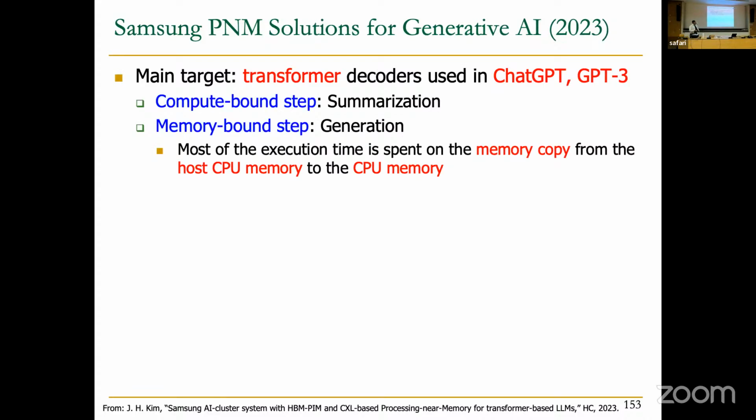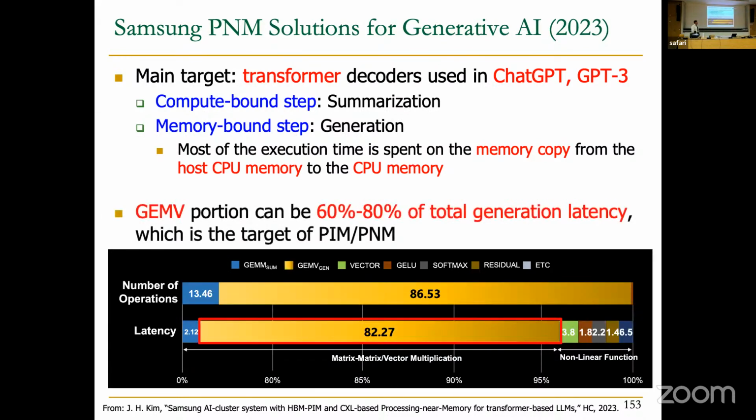If you look at ChatGPT or GPT-3 and you try to profile that application, you're going to see that there are two main steps, summarization and generation. Summarization is mostly compute bound, so it can be accelerated by GPUs, for example. And generation is mostly memory bound, because most of the time is spent moving the data from the CPU to the GPU memory and back and forth.